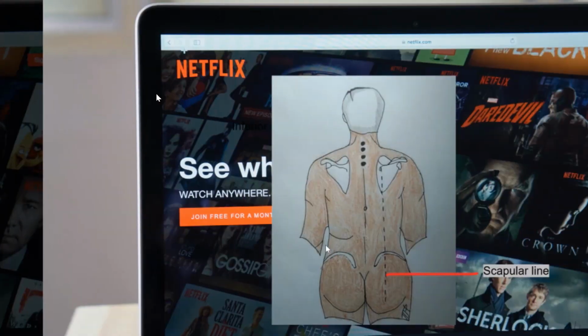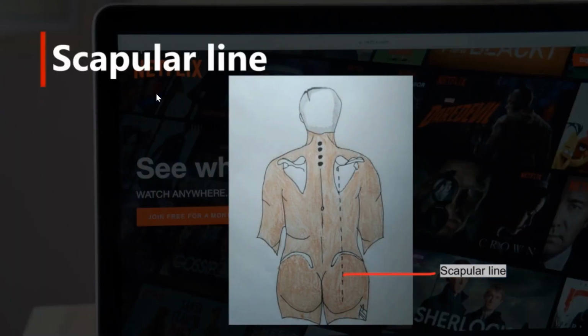And lastly would be the scapular line. The scapular line, also known as the linea scapularis, is a vertical line passing through the inferior angle of the scapula. It has been used in the evaluation of brachial plexus birth palsy. So this is the scapular line.